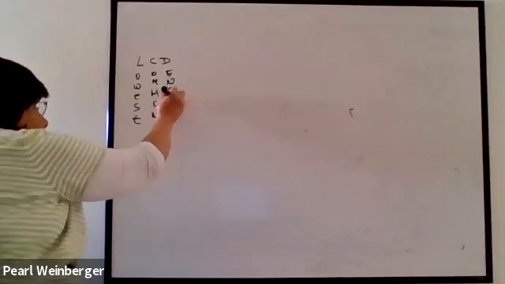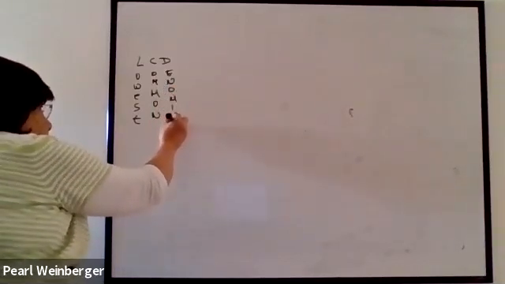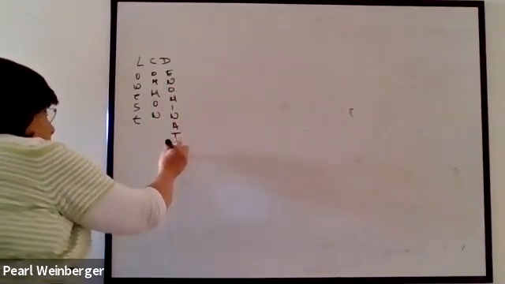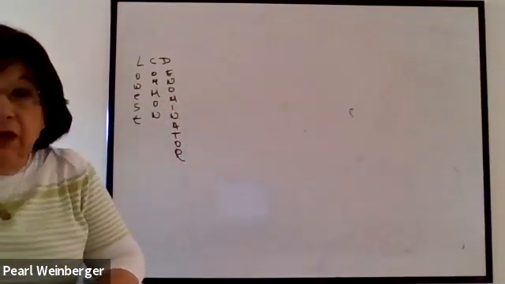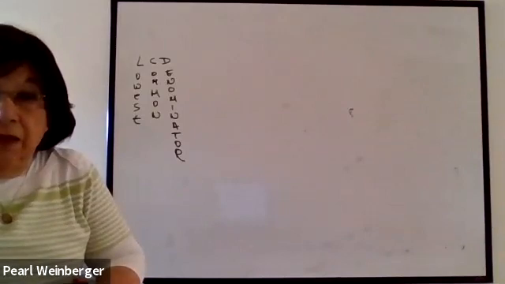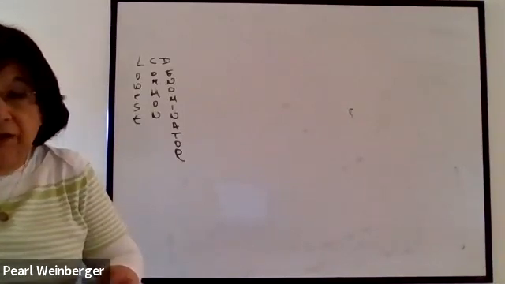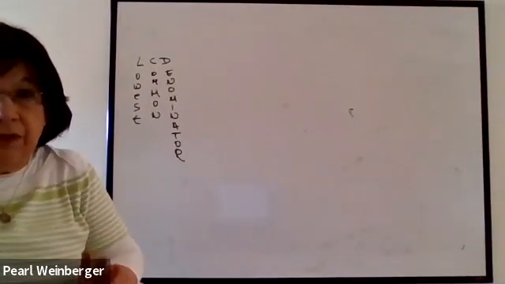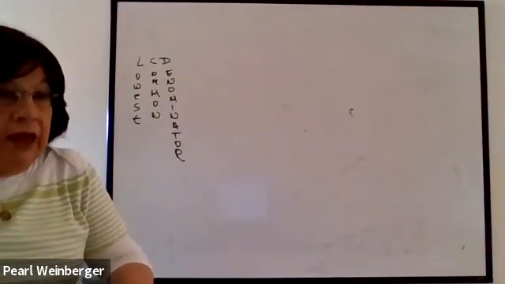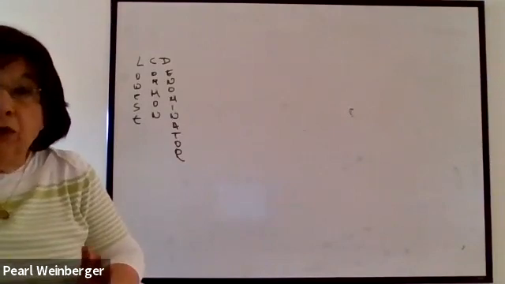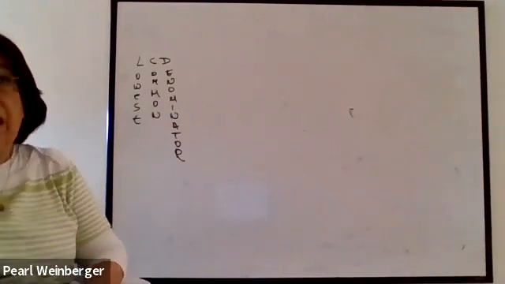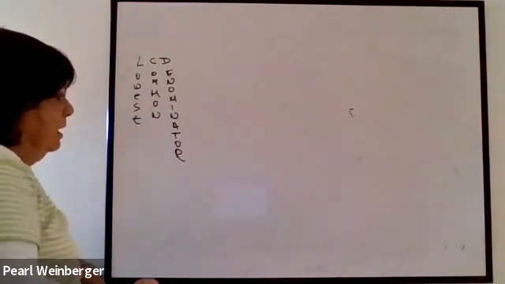It's called the LCD. And essentially what the LCD is, both fractions have to have the exact same denominator. You can't add or subtract fractions if they have different denominators. You have to get them to have the same common denominator.